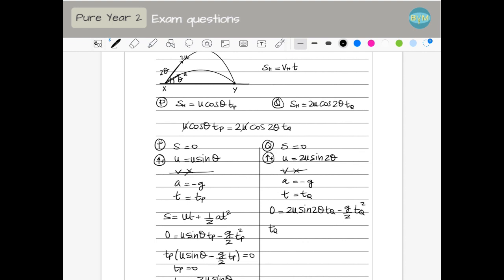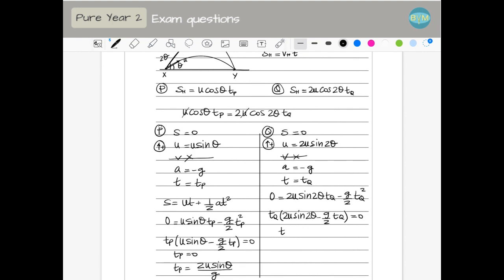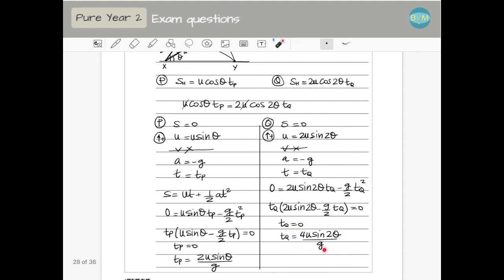I can do the same, so factorize, and I have 2u sin 2θ minus g divided by 2 tQ equal to 0, which means either tQ is 0, so at the beginning of the motion, or I make this equal to 0, so I have tQ equals 2 times 2u sin 2θ divided by g. Yeah, this time is the time that Q takes.